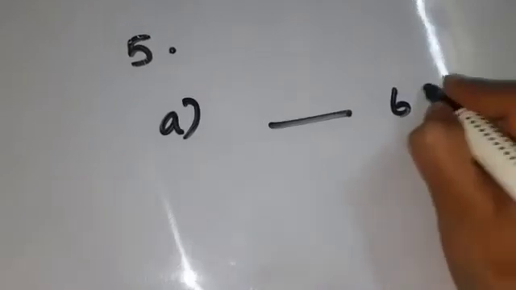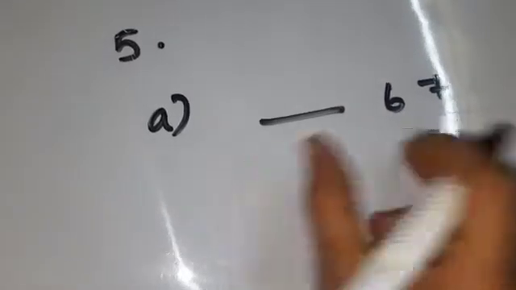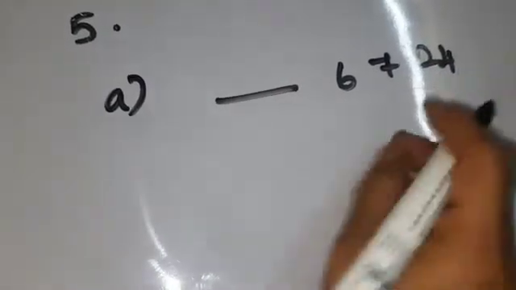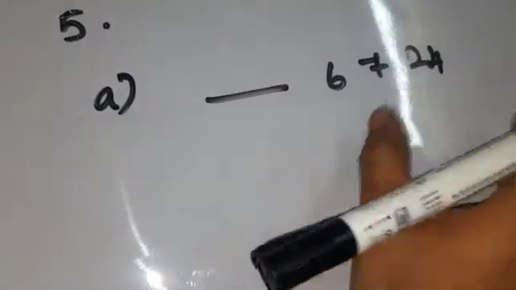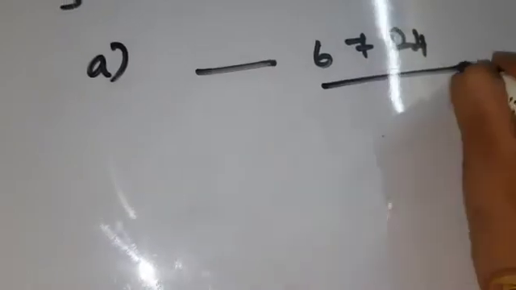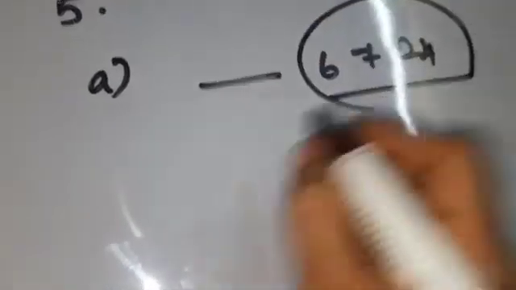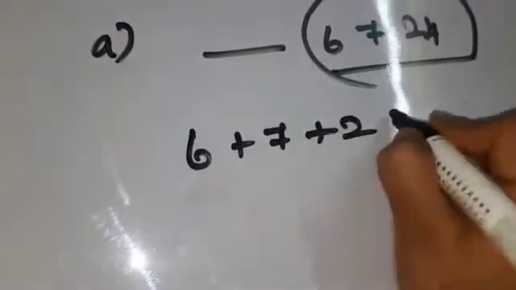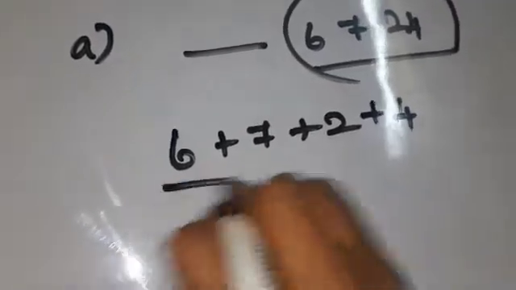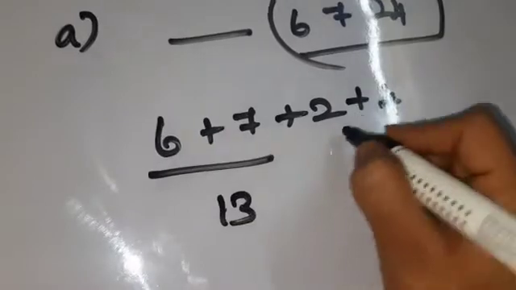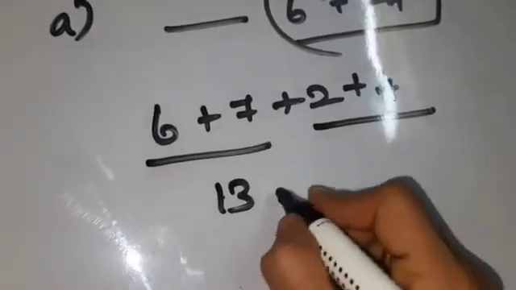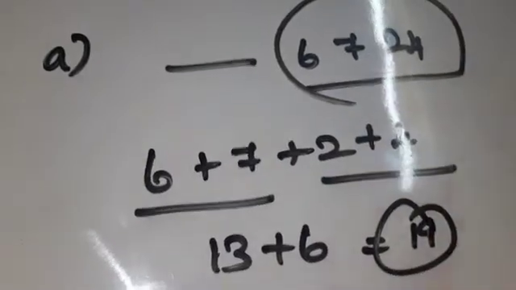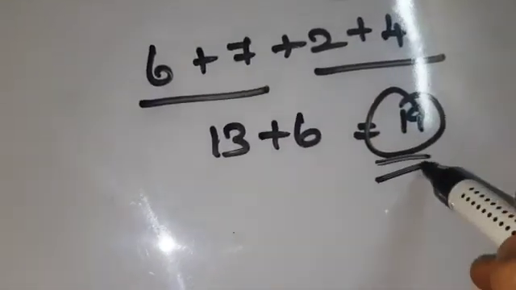First problem, a blank space is given, 6, 724. The divisibility rule of 3 is, we have to add the given digits. So 6 plus 7 plus 2 plus 4. 6 plus 7 is 13, 2 plus 4 is 6. So the total of 6724 is 19.